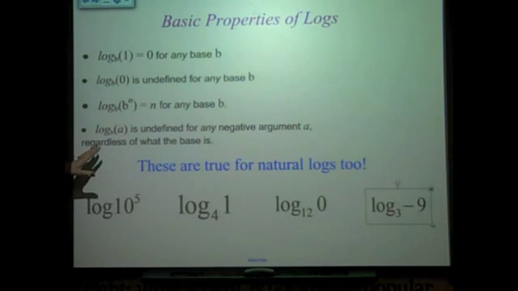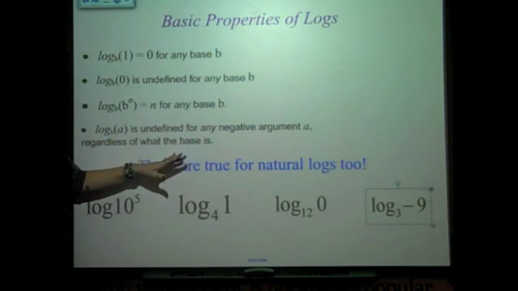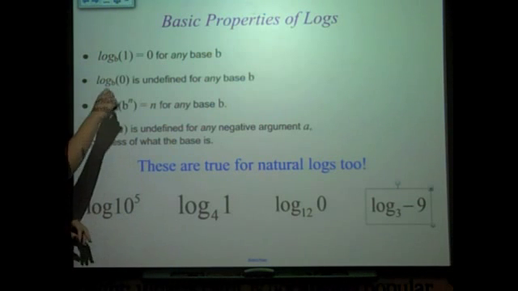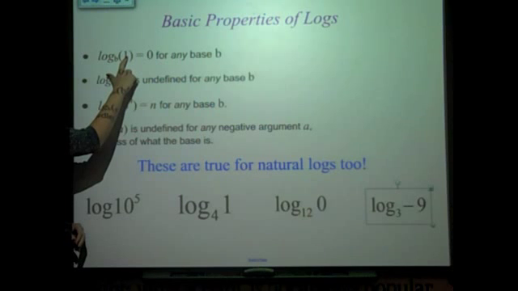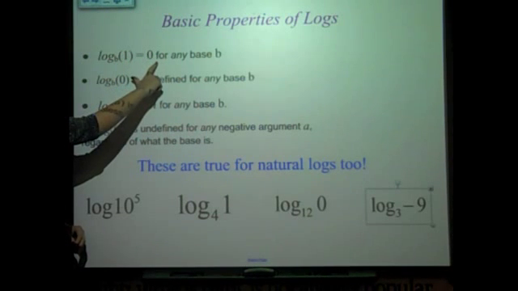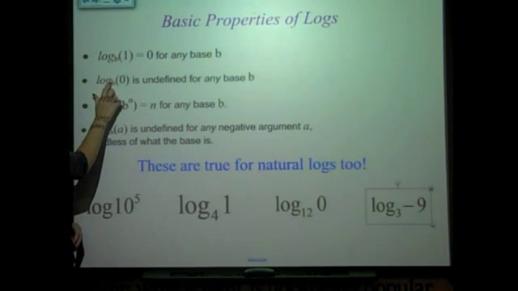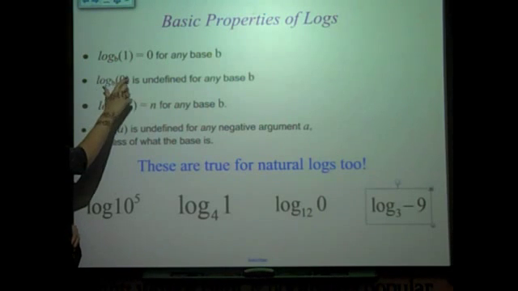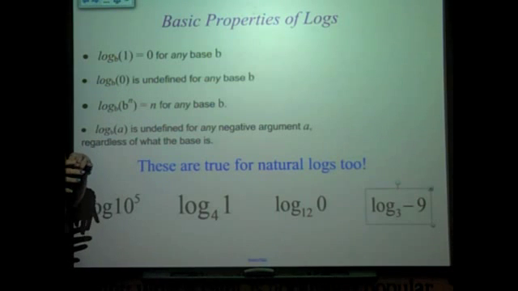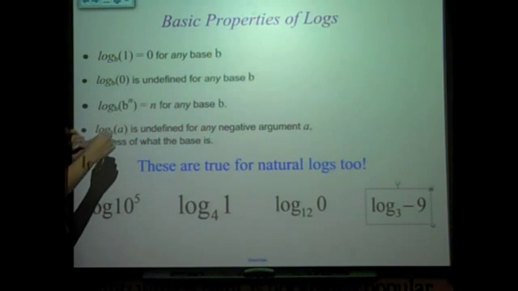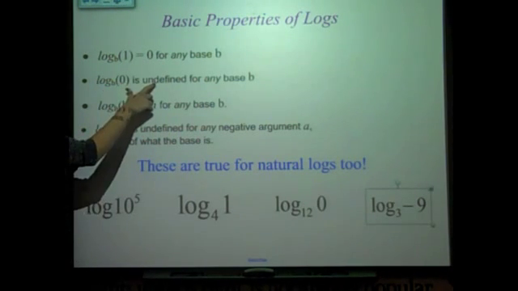Okay, pause the video so you can write down these properties. I'm going to go ahead and talk about them down here. Anytime we have a log, no matter what the base is, if it's 1 right here, it's going to go to 0. Whenever there's a 0 here, it's undefined because we can't have 0 as an answer if we were to rewrite it in exponential form. So whenever there's a 0 here, you're just going to write undefined.